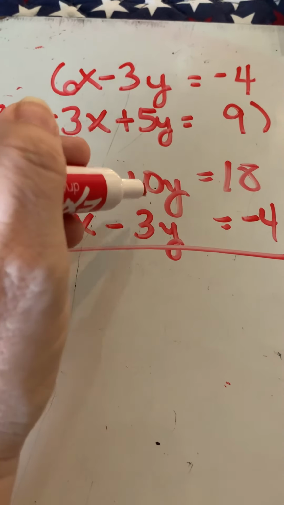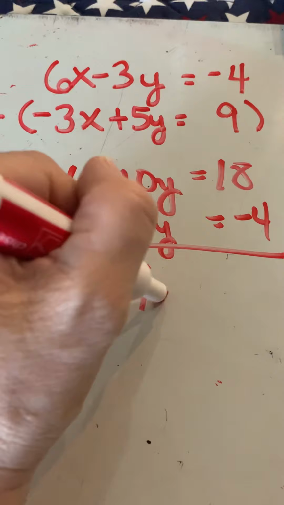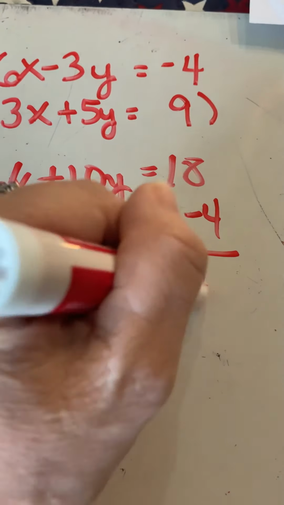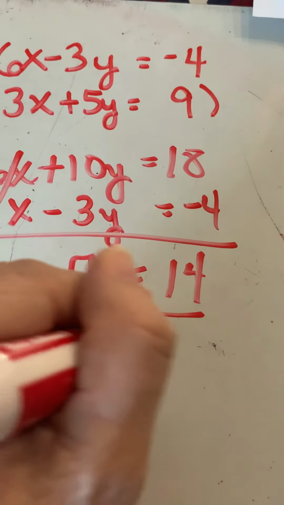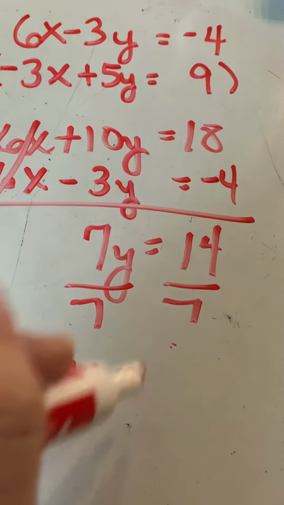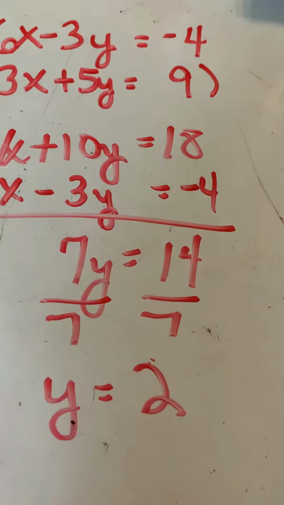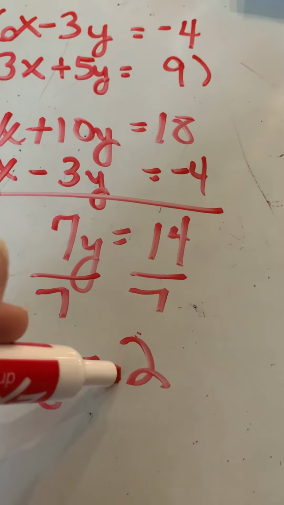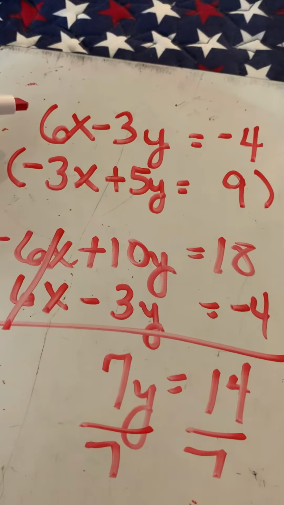Now I have 10y minus 3y is going to give me 7y, and 18 minus 4 is going to give me 14. Divide both sides by 7, and y equals 2. So it doesn't matter whether you solve for x or y. You only have to solve for one of the variables. Once you know the value of one of the variables, plug it back into one of the original equations.